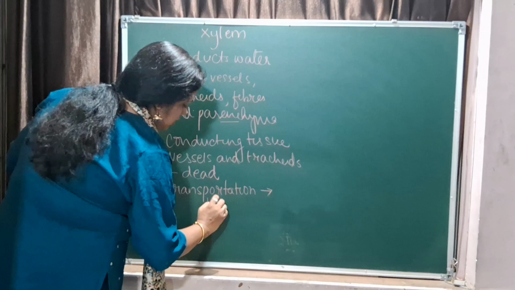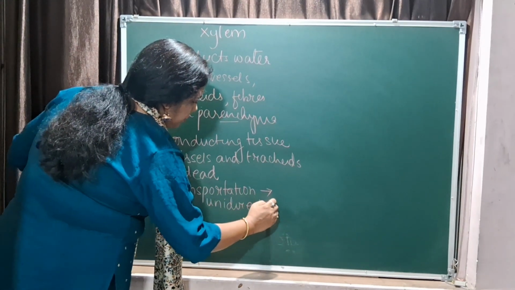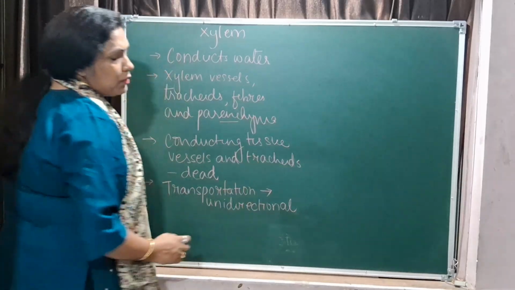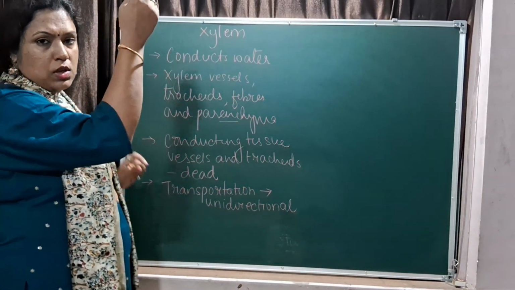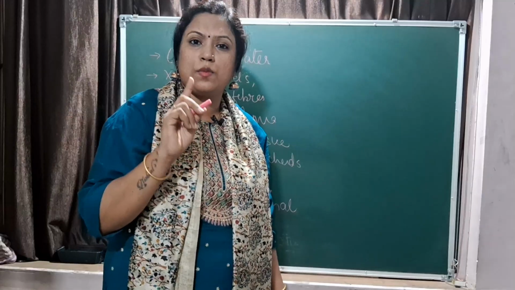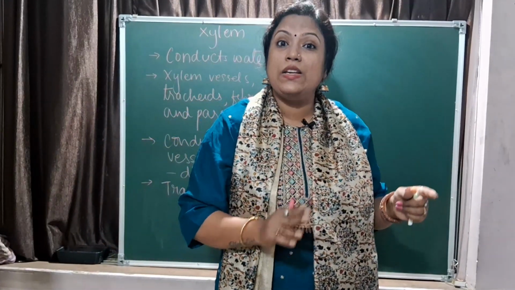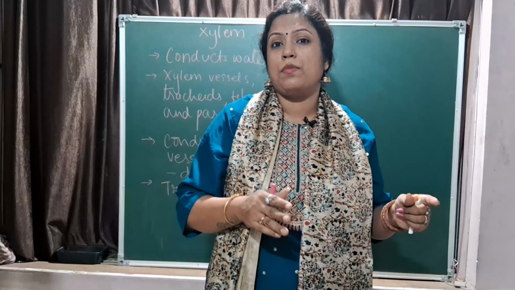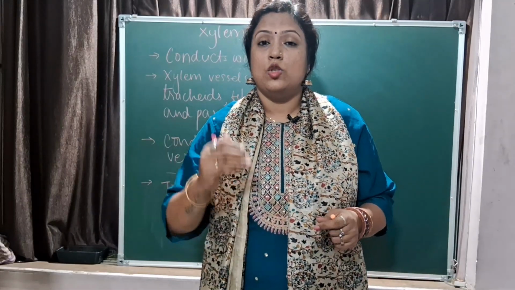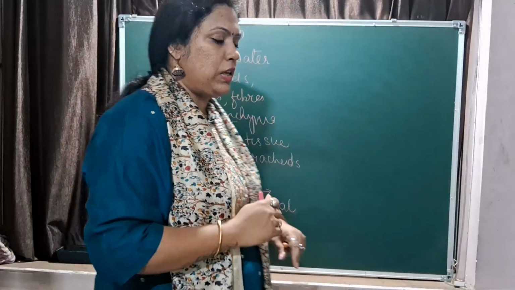Transportation in xylem is unidirectional. What does unidirectional mean? It's always from the root to the shoot, to the leaves. Why is water needed? Water is needed for the process of photosynthesis. So water has to be conducted till the leaves, and that process happens through the xylem. So the flow of water is always from the root to the leaves.